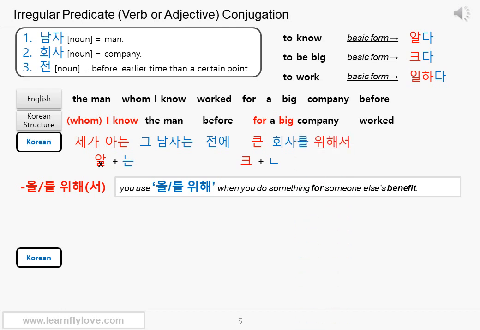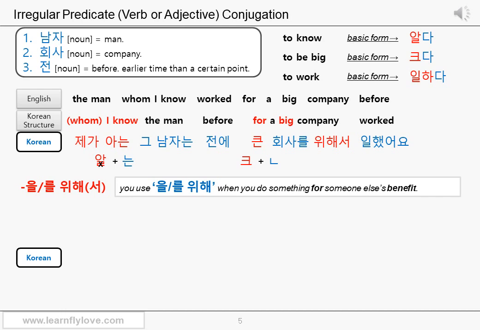For, the final block 사 of 회사 doesn't have any final consonant. So let's add 를 and 위해 or 위해서. 큰 회사를 위해서. Worked. The basic form of the verb work is 일하다. The stem is 일하. It's in the past tense. Therefore, you need to add the ending 했어요. 일했어요. Whom I know, 제가 아는. The man, 그 남자는, before, 전에, for a big company, 큰 회사를 위해서, worked, 일했어요.